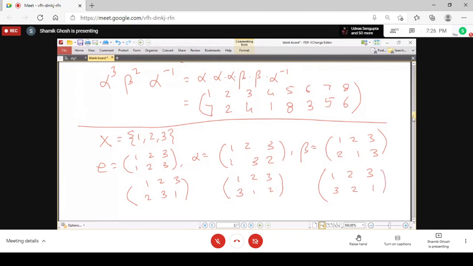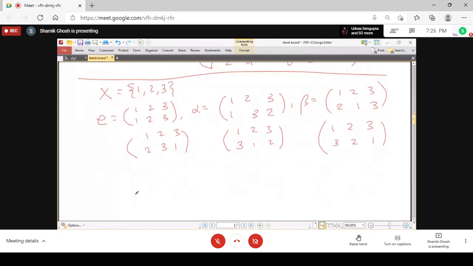Now, here you see that if I compose alpha and beta, it is like this. We have to operate beta first. So we start with 1: under beta 1 goes to 2, and under alpha 2 goes to 3. So here you get 3. Then for 2, under beta 2 goes to 1, and here 1 goes to 1, so it is 1. Then for 3, under beta 3 goes to 3 and under alpha 3 goes to 2 here.